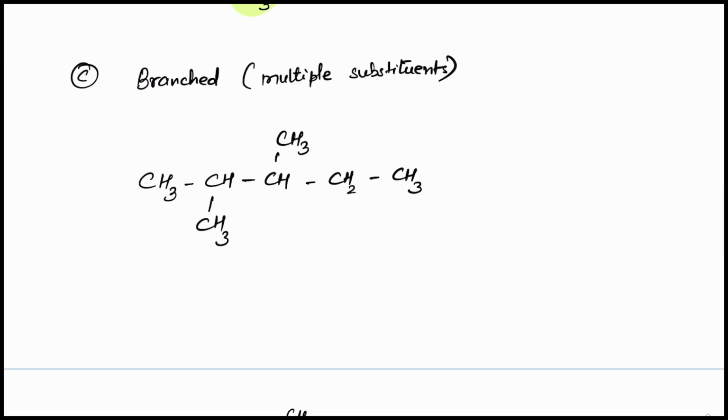We now have multiple substituents present in the parent chain. For example, in this compound, you have this parent chain and there are 2 methyl groups present as the substituents.